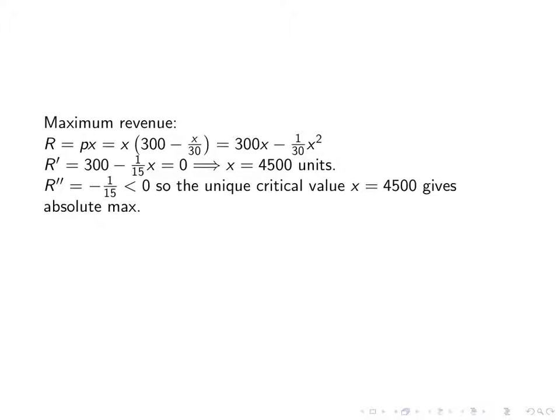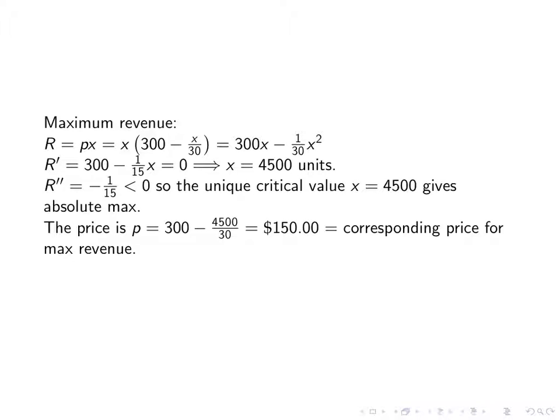Note also that R double prime is minus 1/15. It's a constant gotten by differentiating R prime, and that's always negative, so you're in a concave down kind of situation, and that reaffirms that there is an absolute max at that critical value 4,500. Okay, so that's a backup fact in case it wasn't clear to you already. So again, you can use R double prime to decide whether there's a max or a min at the critical value.